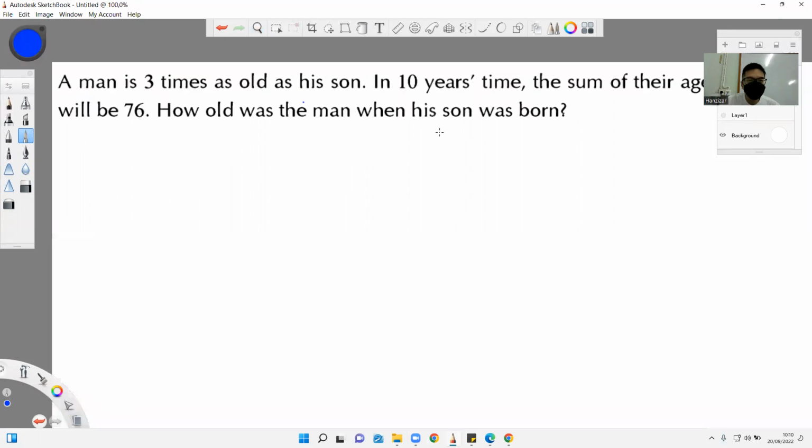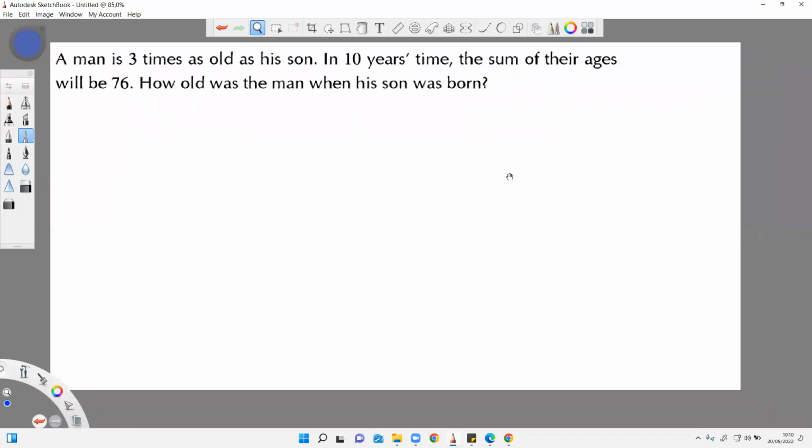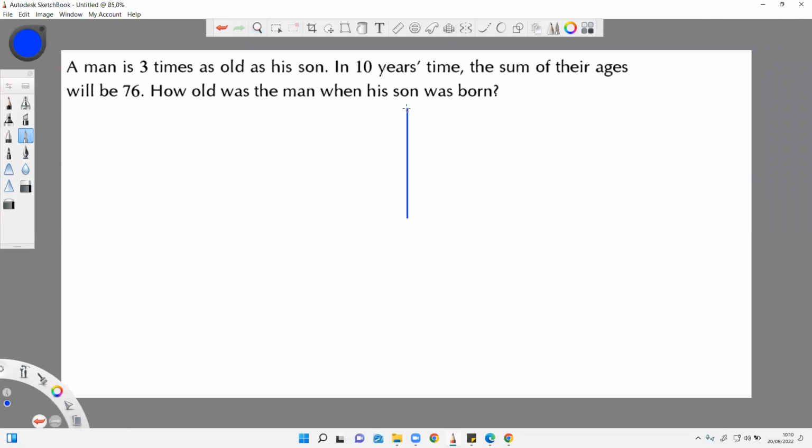A man is 3 times as old as his son. In 10 years' time, the sum of their ages will be 76. How old was the man when his son was born? First thing, I will separate this into two workings. First, I use the bar model.